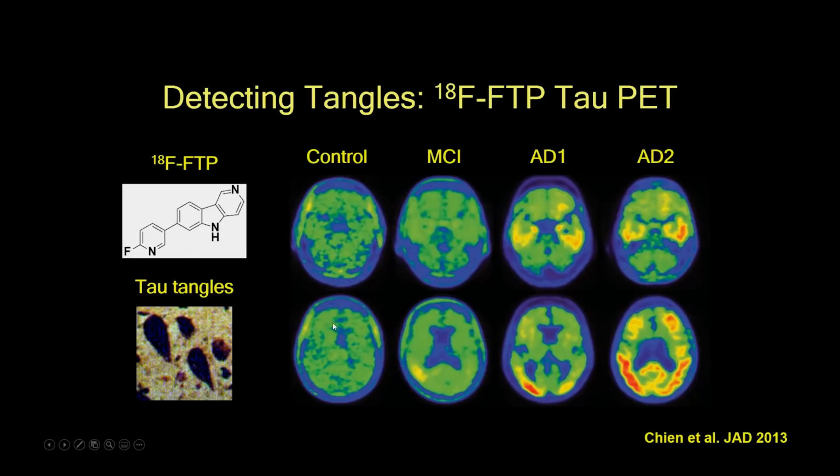And so here is an example now of a normal control showing no red signal, so no tangles in the brain. But here's someone with MCI. You can see some yellow early tangle deposition here in the temporal lobe of the brain, and then followed by more signal in these two patients who have Alzheimer's dementia.